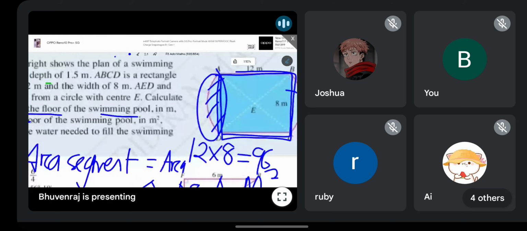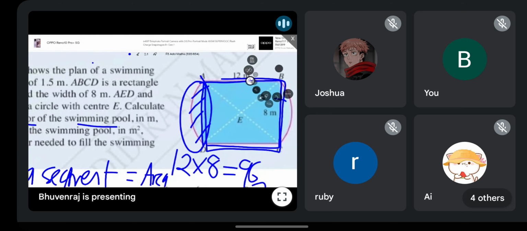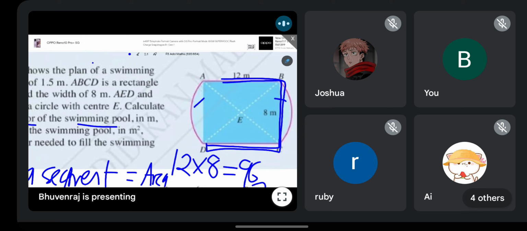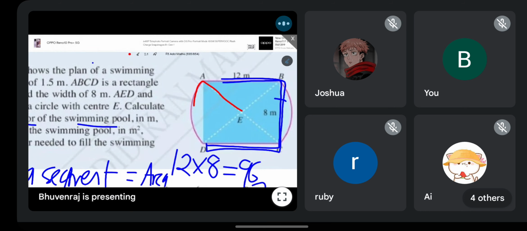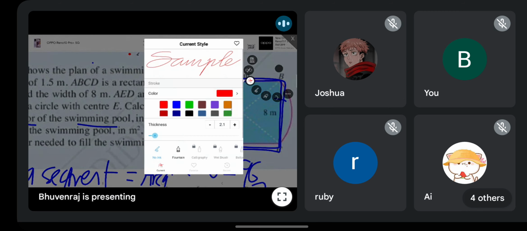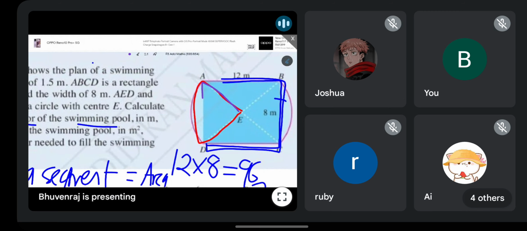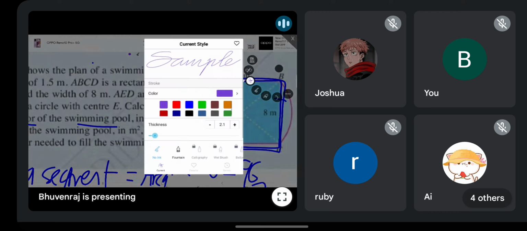Alright, so basically, if you focus on this diagram, kamu hanya perlu cari satu segmen saja. Because the other segment, luas dia totally the same. So kamu kali dua saja jawapan kamu. Tak perlu buat dua kali. One time enough. Okay, so basically this is your sector. Ini pula segitiga kamu. Okay, this one is the triangle. So, merah tolak ungu, kamu akan dapat bahagian yang berwarna hijau, which is this one.